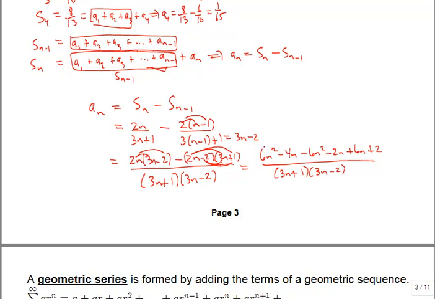So what cancels here? The 6n squareds, a minus 4n and a minus 2n is a minus 6n, and that's going to cancel with our 6n. So this turns out to be 2 over 3n plus 1 times 3n minus 2, and that's what our generic nth term of our sequence must look like. Okay?